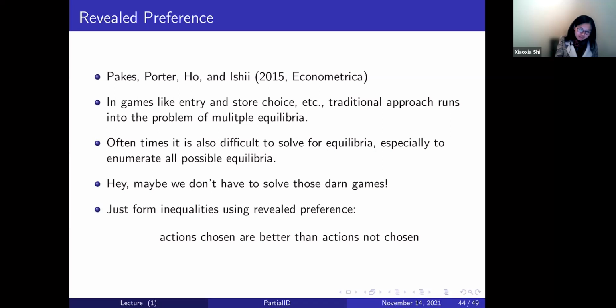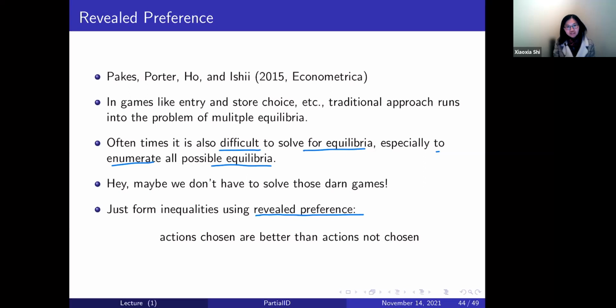There is another problem: if the choice space, the action space of the players, is very big, it's going to be very difficult to solve for equilibria, okay? Especially if there are multiple equilibria, if you want to enumerate all the possible equilibria, that is often a very difficult problem to solve. But then they observe that maybe we don't have to solve those games. We could just form inequalities using revealed preference.